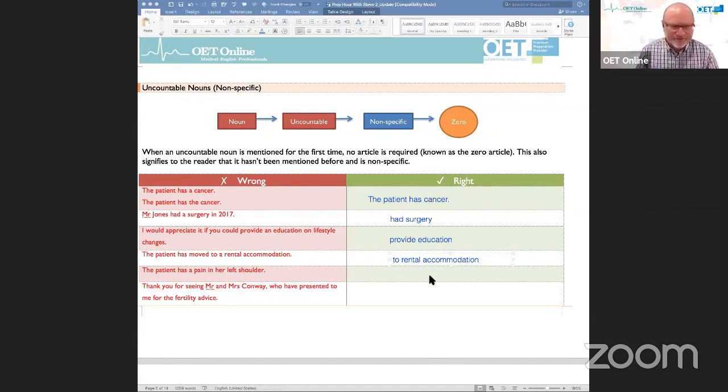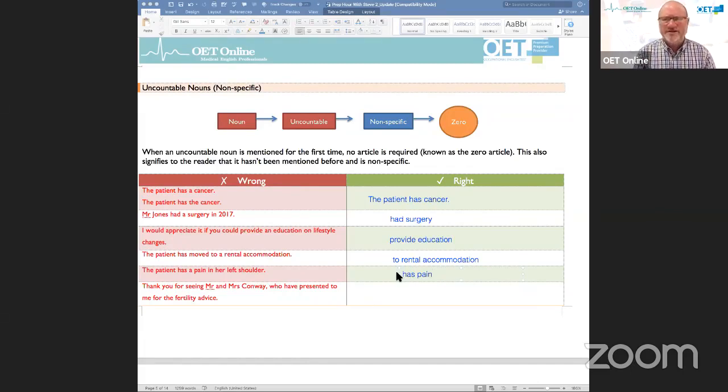Okay, the patient has a pain in her left shoulder. So here we're going to say patient has pain. Now this will be a bit controversial. Is pain countable or uncountable? Sometimes we'll say patient has a slight pain. So pain is one of those ones where we can go two ways, and you'll probably see both written.